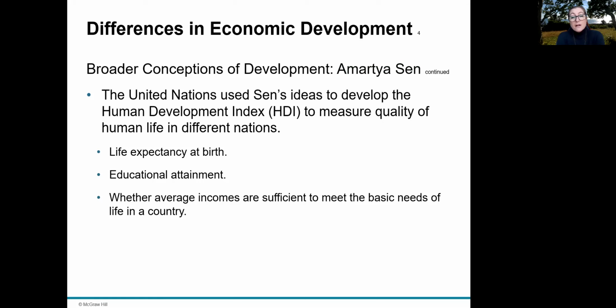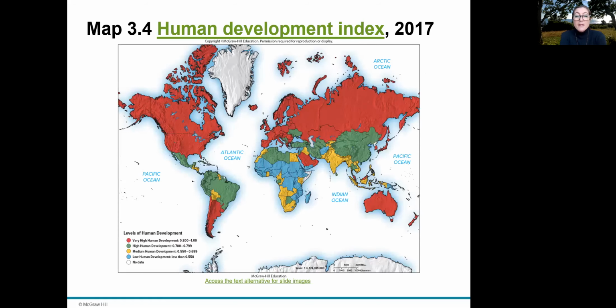So Professor Sen's ideas have been promoted by the United Nations to the extent that they implemented a human development index to measure the quality of life in different countries. This human development index takes into account life expectancy at birth. It takes into account the level of education attained by a population and whether the average incomes are sufficient to meet the basic needs of living in that country.